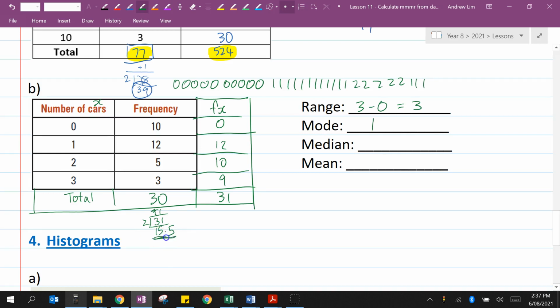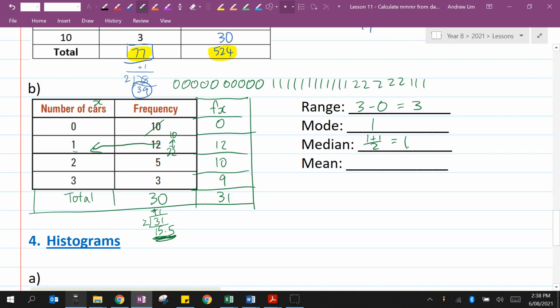So we want to find the 15th and 16th score. Well, the first 10 are zeros, right? So that's 10 there. 10 plus 12 is 22. So that means the 22nd score is a 1. Well, 15 and 16 is between 10 and 22. That means they must be both 1s. So the median is just 1 plus 1, and we're going to divide it by 2. Because the 15th score is a 1 and the 16th score is a 1, we add them together, divide it by 2, and the answer is 1. So the middle score is 1.